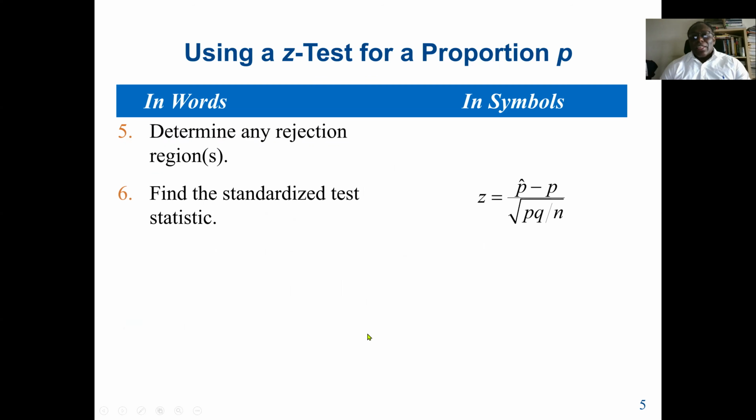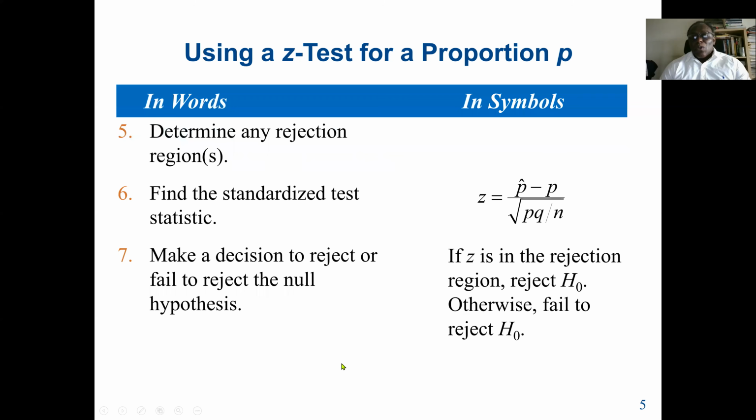Then we also find the standardized test statistics. So our formula again is Z equal to p-hat, which is the sample proportion, minus the population proportion, divided by the standard deviation, which is again the square root of P times Q divided by N. Then from there, we make our decision.